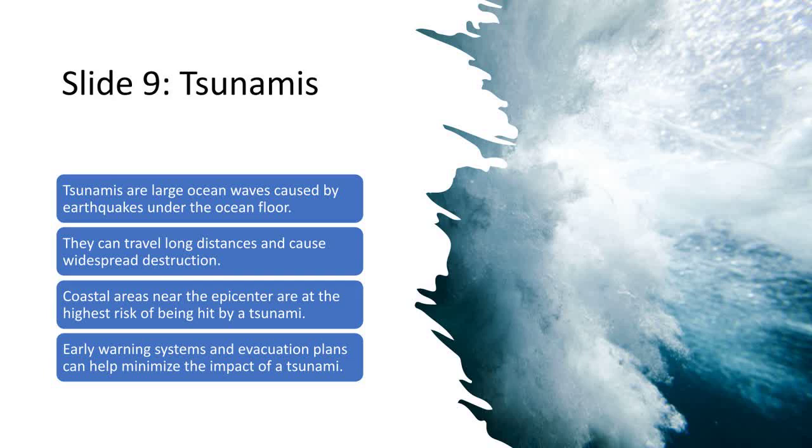When a major earthquake occurs near the ocean, it is important to listen for tsunami warnings and follow the instructions given by local authorities. Tsunamis can also occur without an earthquake, such as due to underwater landslides or volcanic eruptions, so it is essential to be aware of the risks in coastal areas. Let's move on to the final slide and summarize the key points of our discussion.